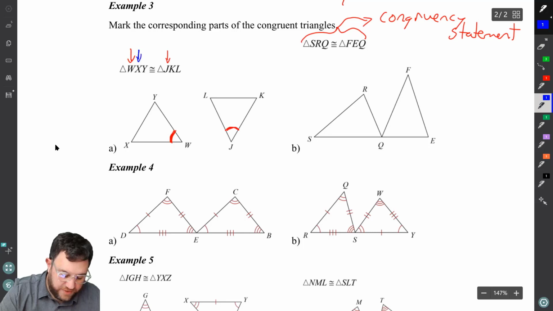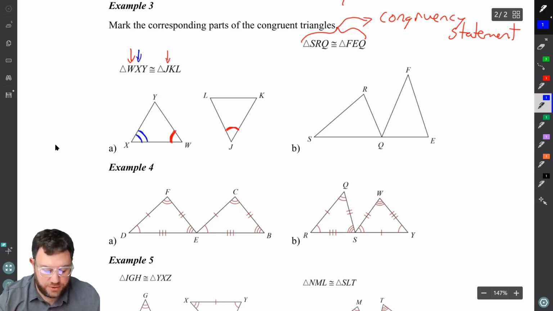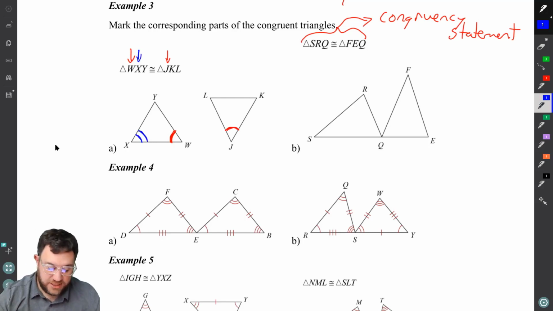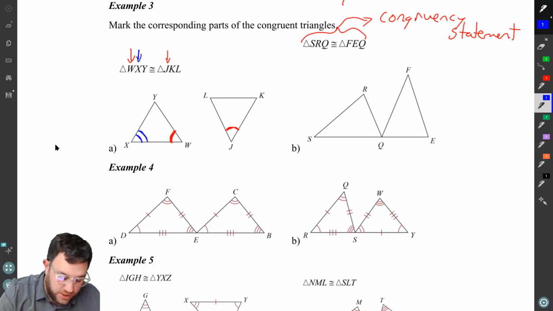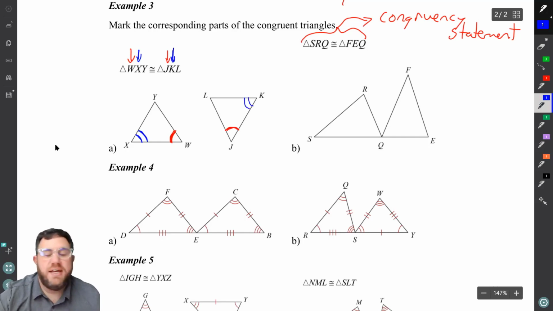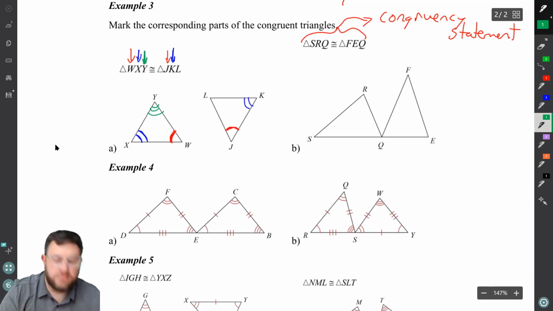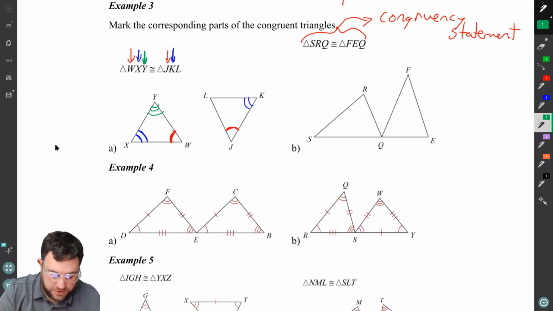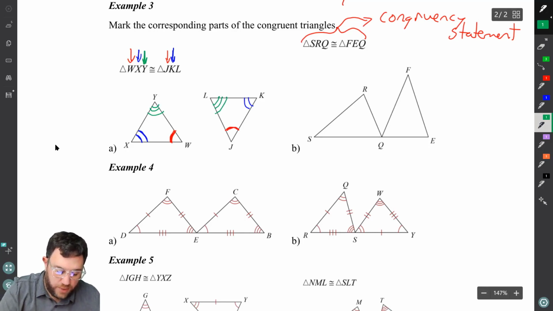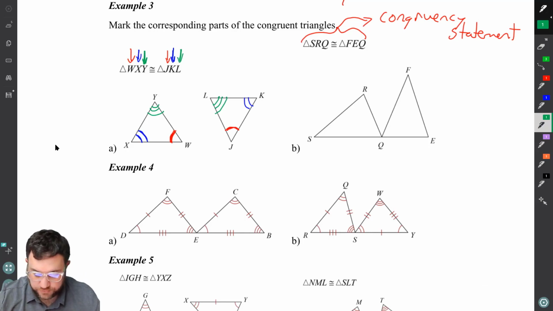What's next? We've got X. Okay, and we're putting two arcs on X because it's not congruent to W, so it needs an extra mark. On the other triangle, that goes with K. So K gets 2 marks. And then finally, we only have one angle in each triangle left. Okay, so Y and L have to be congruent also.